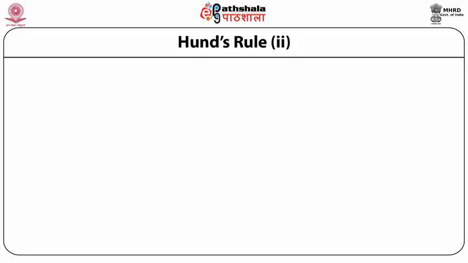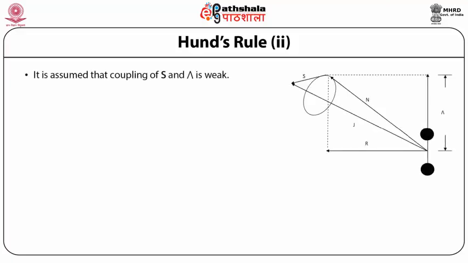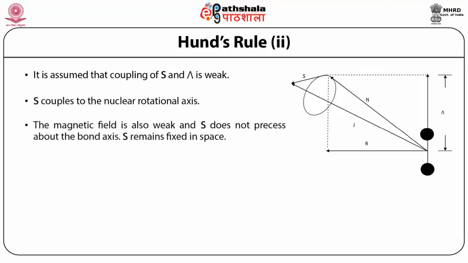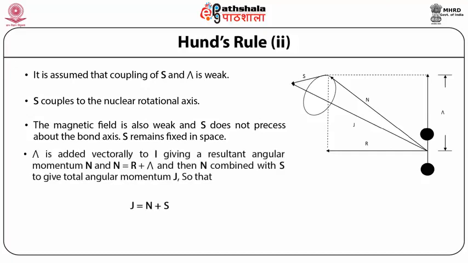There is Hund's rule 2. It is assumed that coupling of S and lambda is weak. S couples to the nuclear rotational axis. The magnetic field is also weak and S doesn't precess about the bond axis. S remains fixed in space and lambda is added vectorially to R, giving a resultant angular momentum N, and N is equal to R plus lambda, and then N combines with S to give total angular momentum J, so that J is equal to N plus S.